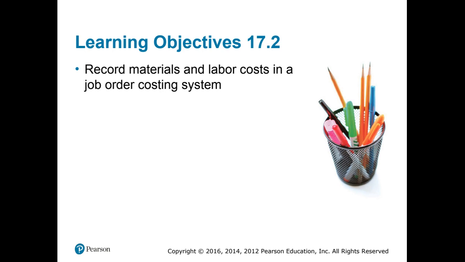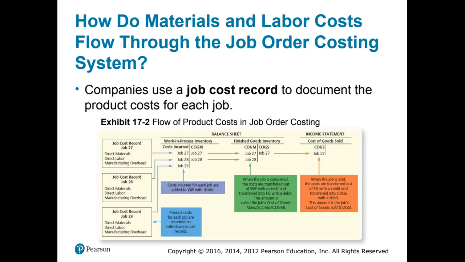So recording materials and labor cost in a job order costing system. How do materials and labor costs flow through the job order costing system? This is on page 874. Companies use a job cost record to document the product cost for each job. So this is an example of a job cost record.